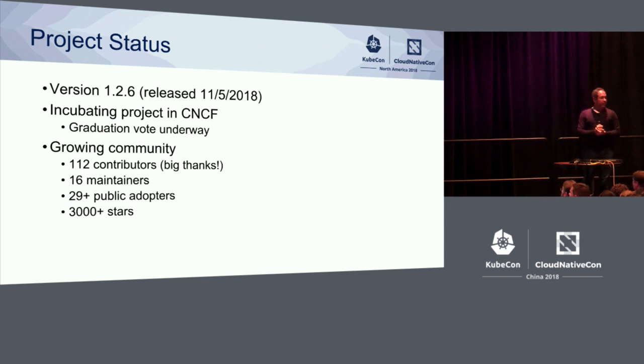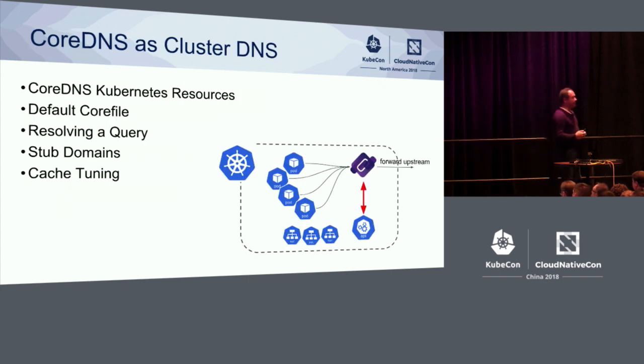And a growing community of contributors, 112 contributors, all of whom we thank, 16 maintainers, 2 of whom are speaking today, 29 plus public adopters around the world. And if you do use CoreDNS, please, please, please add yourself to the adopters list, and over 3,000 stars on GitHub. And with that, I'll turn this over to Francois.